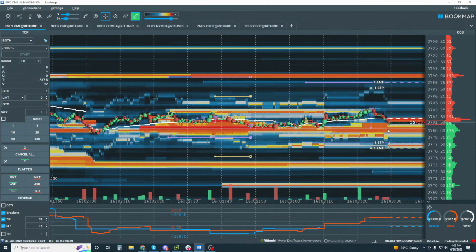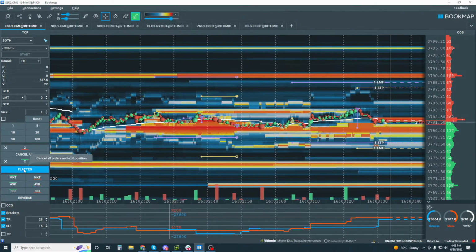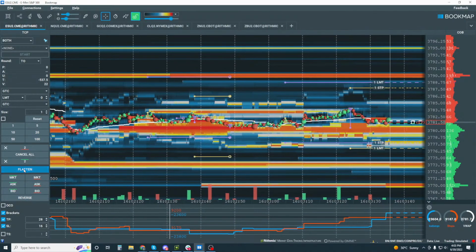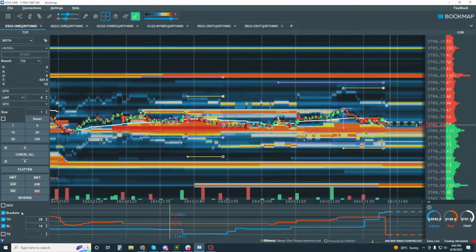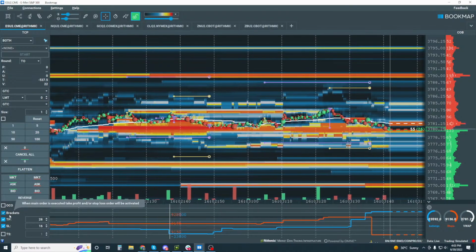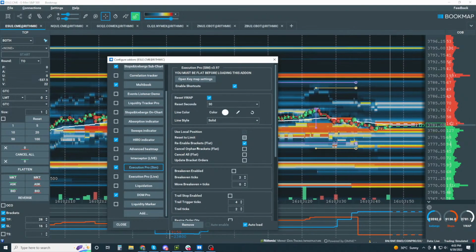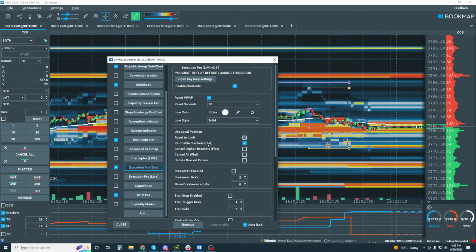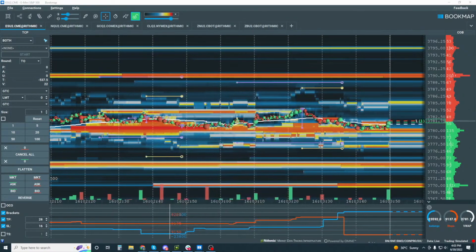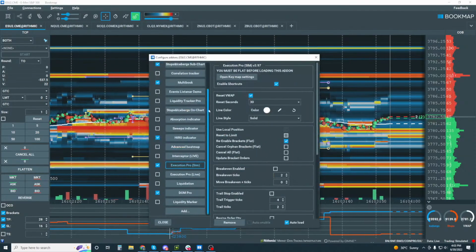Hold on. Now I need to go flat here. Okay, let's go through this again. Okay, so now I've got brackets enabled. Okay, I've got re-enable brackets when flat. Okay, so it works together with this.